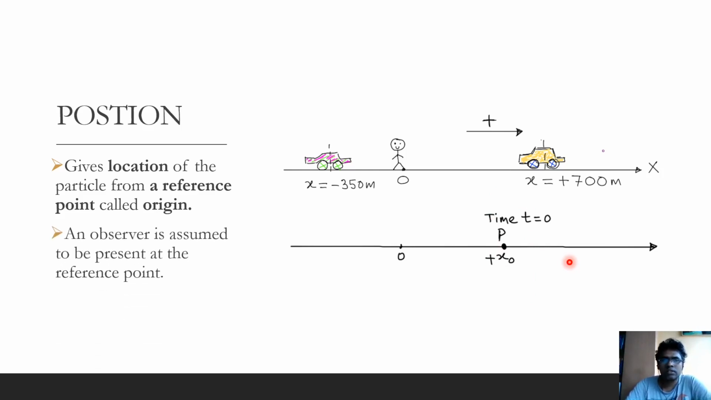Okay, so another thing that we need to understand is whenever we select a reference point or the origin in order to measure the position of the objects, you can always assume that there is an observer located at the reference point. And the interesting thing to note is the reference point need not be at rest. Okay, so it could be in motion.